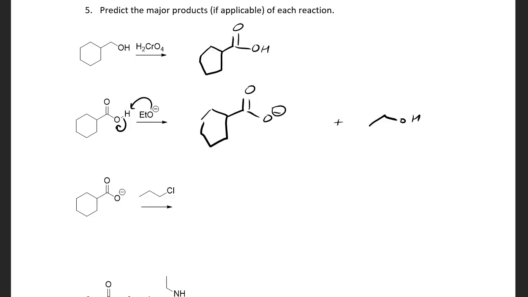So for this, we're going to use our electrons to do a nucleophilic attack on that primary carbon and kick off our leaving group, which will get us to our product, which we've converted our carboxylate anion into an ester, specifically a propyl ester.